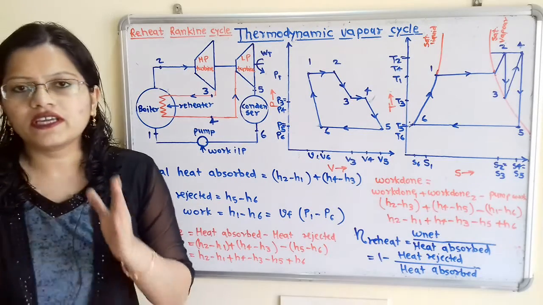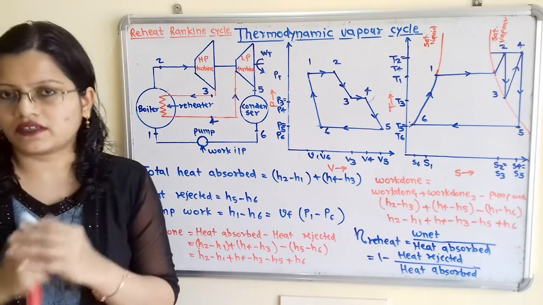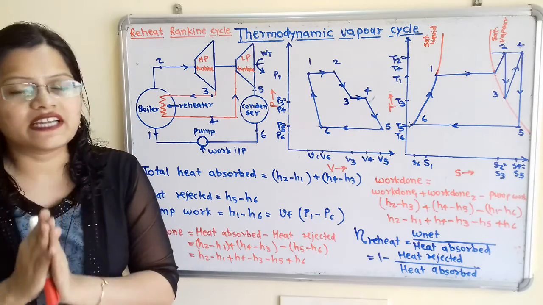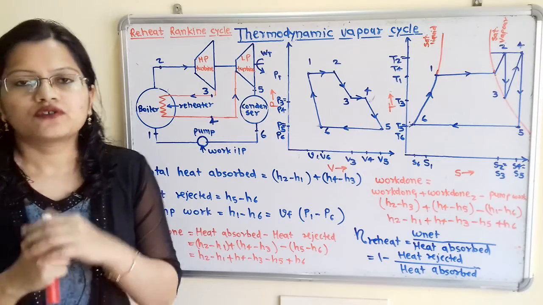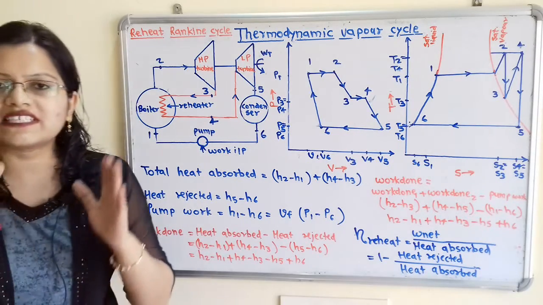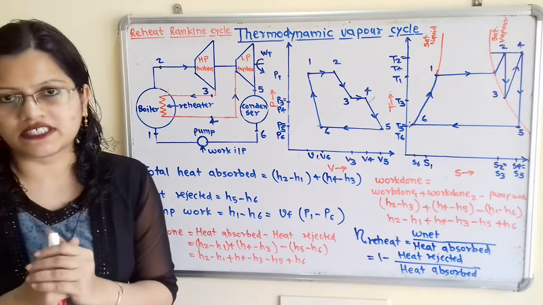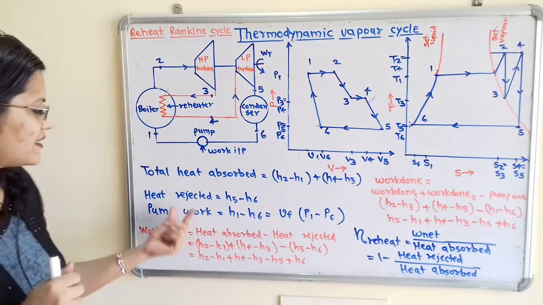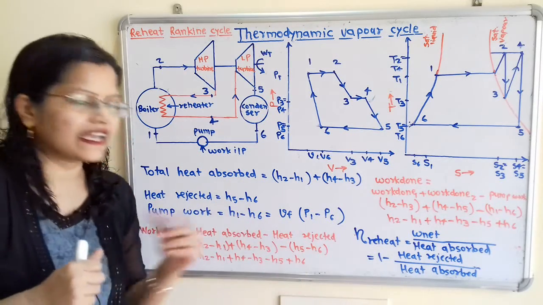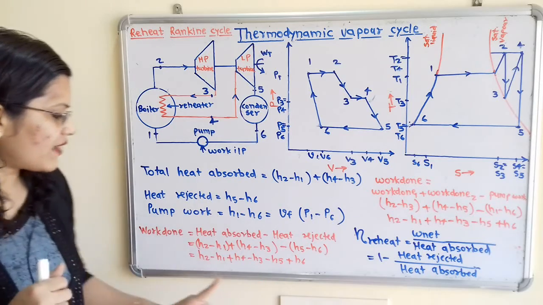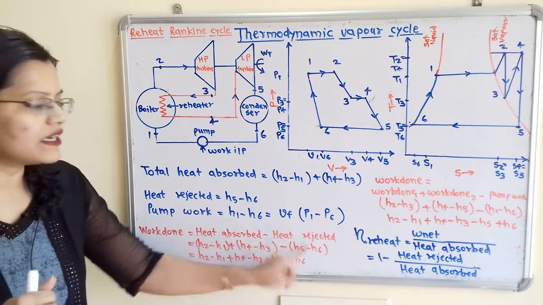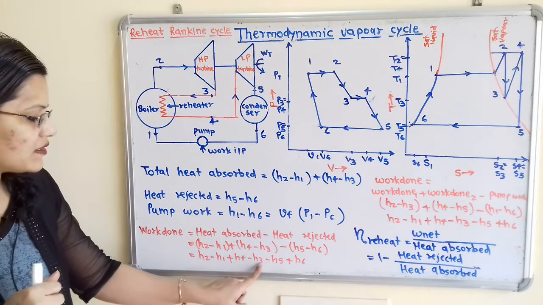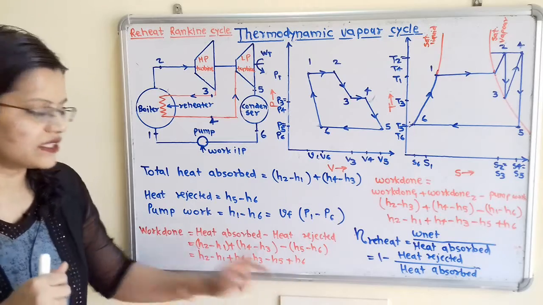Now we will move to the next, that is the net work done. We will calculate this net work done in 2 ways. First way, we know that work done is equal to heat absorbed minus heat rejected. Here the heat absorbed we take as it is, minus heat rejected, which we also take as it is. If we simplify this, the minus sign is multiplied inside the bracket, so it will be H2 minus H1 plus H4 minus H3 minus H5 plus H6.